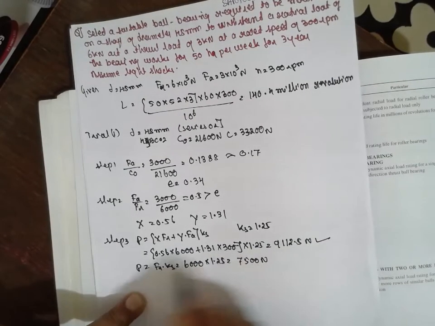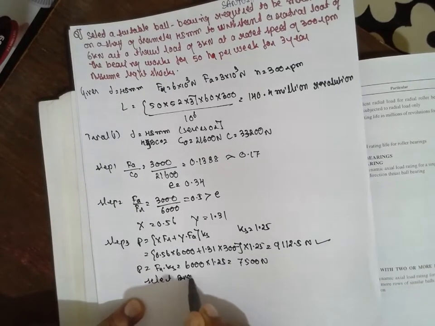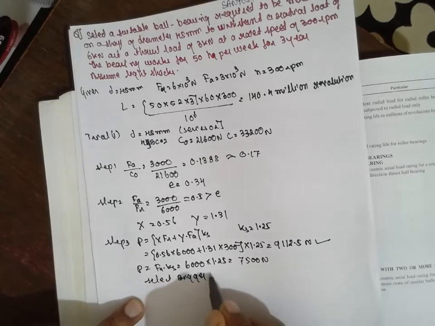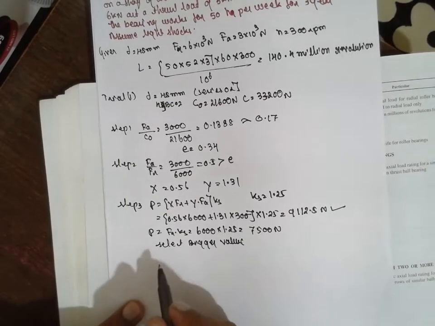57500 newton. Which one is greater? This is the greater. Select the greater, select the bigger value.